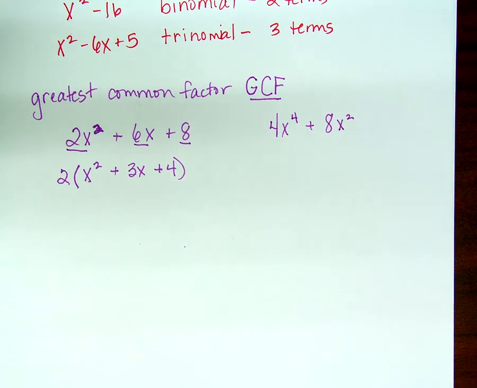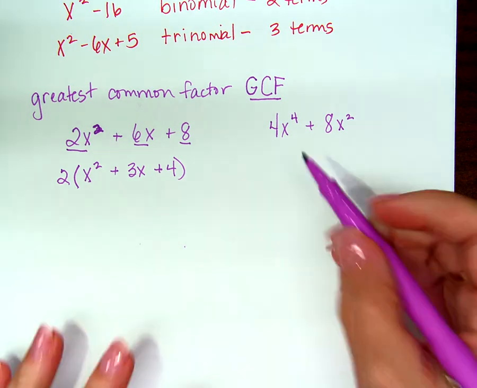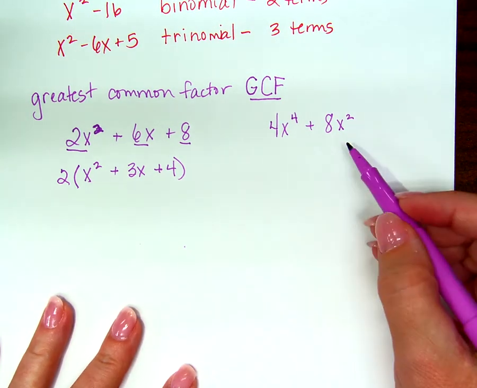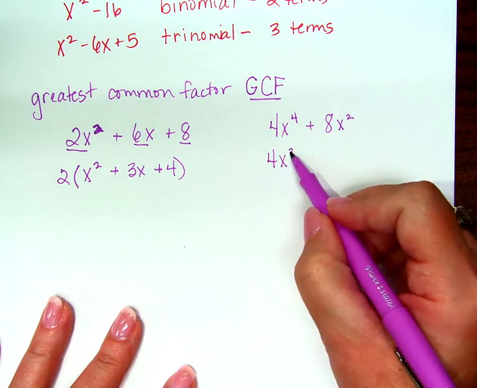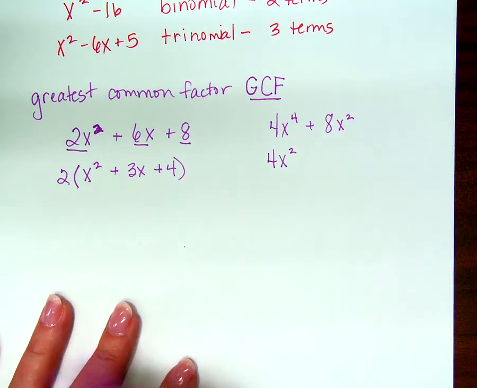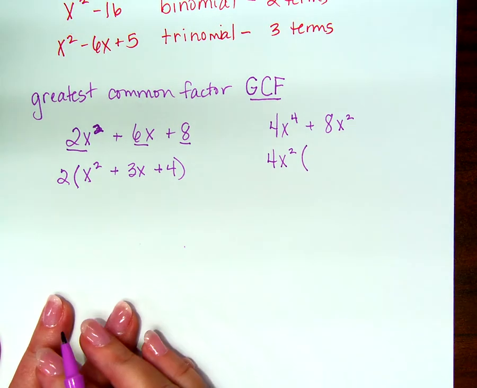What if I give you this binomial? Does it have a greatest common factor? 4x squared. Wait, so I can factor out an x if I want to? Okay, it just has to be something they're both divisible by, right? They are both divisible by a 4, but they're also both divisible by an x squared. So if I factor out a 4x squared, what is left?